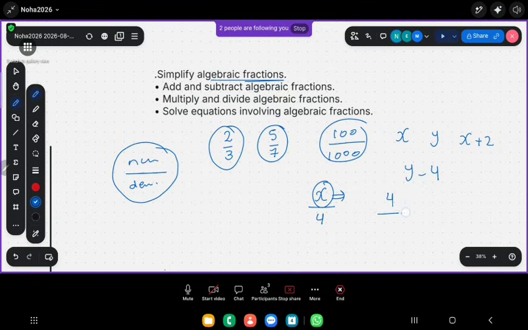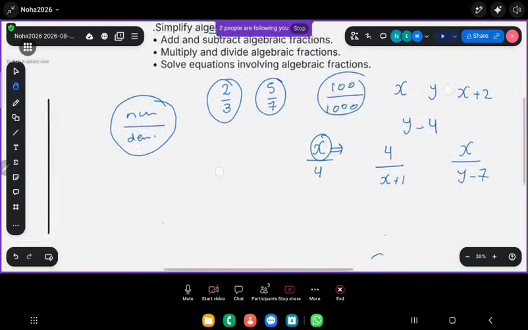Okay, I can say 4 over x plus 1. Is it an algebraic fraction? Yeah. Why? Because the denominator is an algebraic expression. And maybe it's x over y minus 7. Is it an algebraic fraction? Yeah. Why? Because both numerator and denominator are algebraic expressions. I hope you know what I mean.